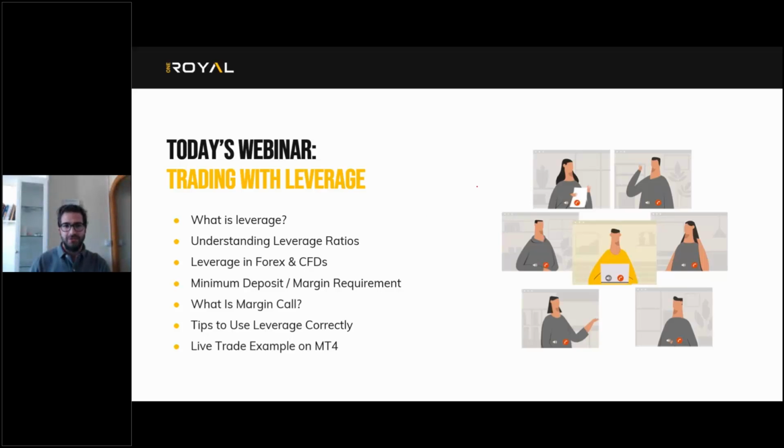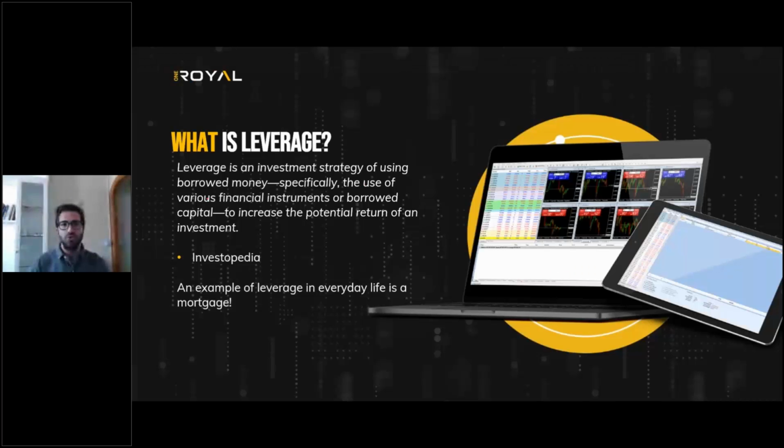What is leverage? Leverage is an investment strategy of using borrowed money, specifically the use of various financial instruments or borrowed capital to increase the potential return of an investment. This definition is provided by Investopedia.